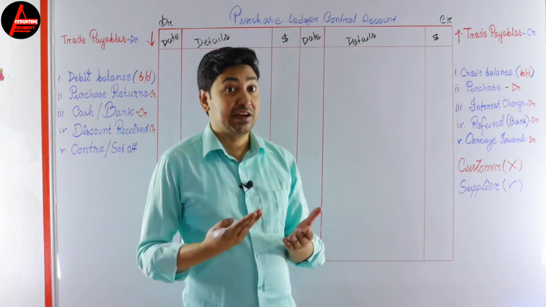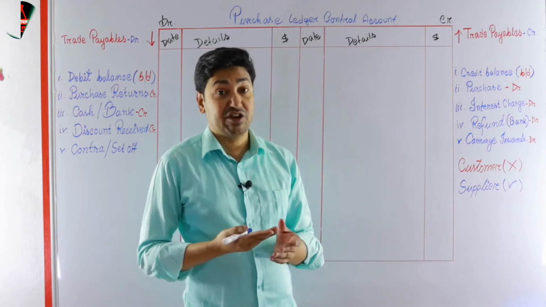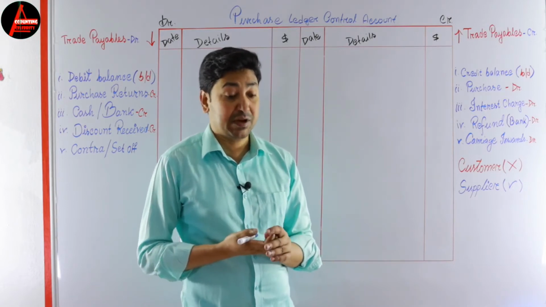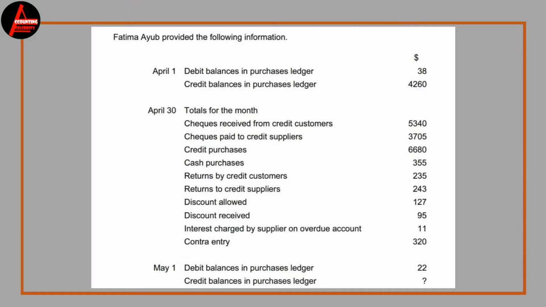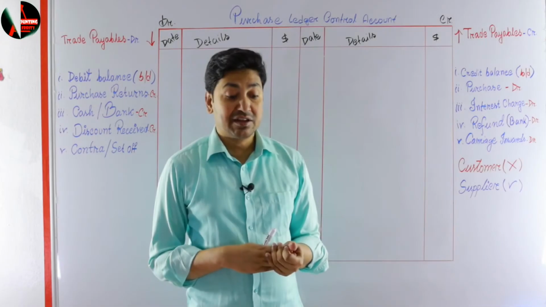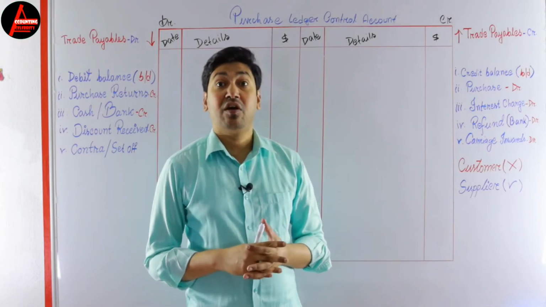I'll show you a practical question. I took this question from a Cambridge Accounting past paper. Let us have a look. So what is written here? Fatima Ayub provided the following information. What information did she provide? On 1st April, debit balance in purchase ledger is $38. Credit balance in purchase ledger is $4,260.